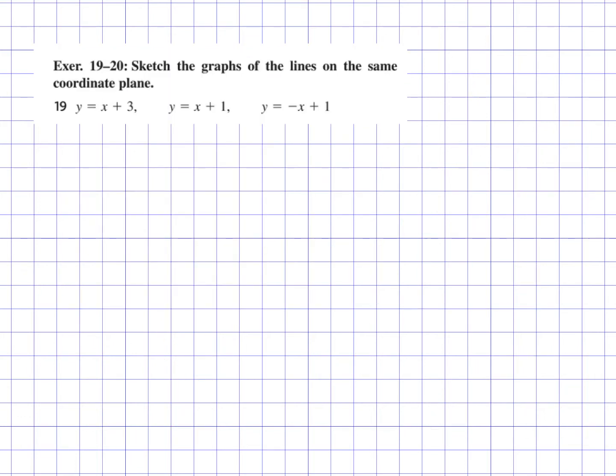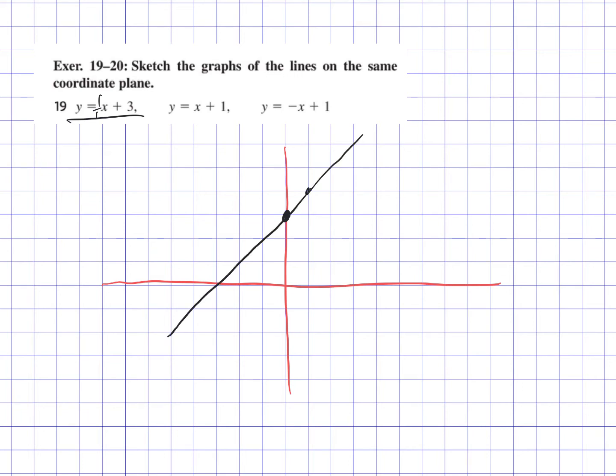Okay, sketch each of the lines on the same plane here. Our intercept's at 3. Our slope is 1 over 1, so up 1 over 1. And then we'll do x plus 1, goes through at 1, and has the same slope, so it's parallel. And goes through at 1, but it has the slope of -1 over +1, so down 1 and over 1. So that is perpendicular. And those are the graphs of your lines.